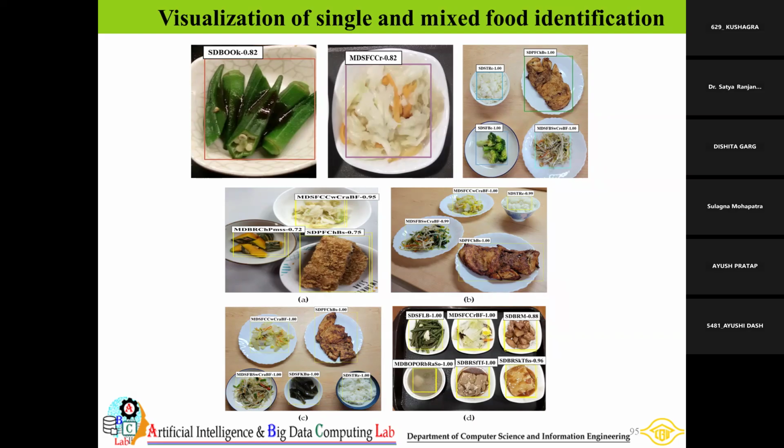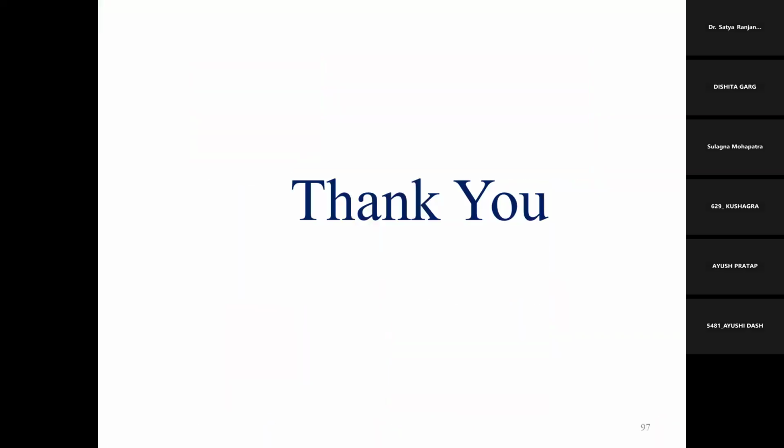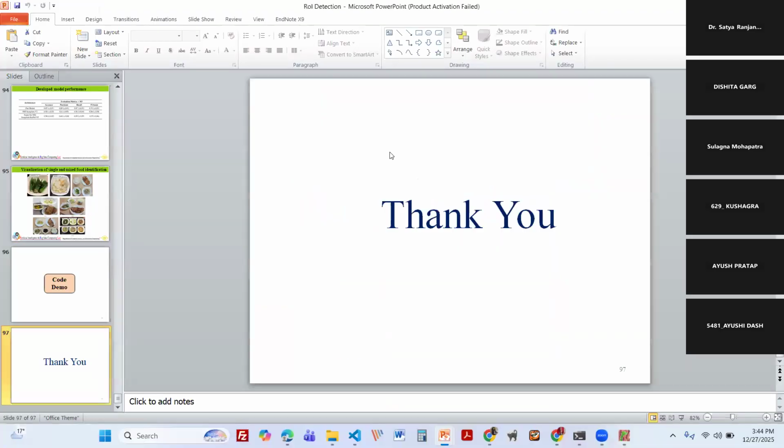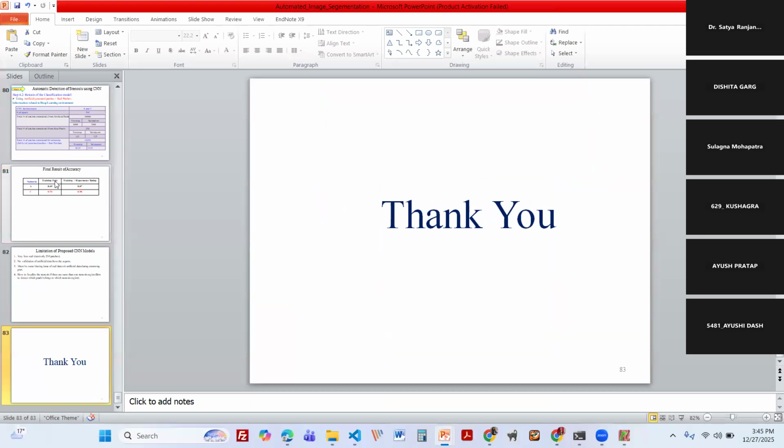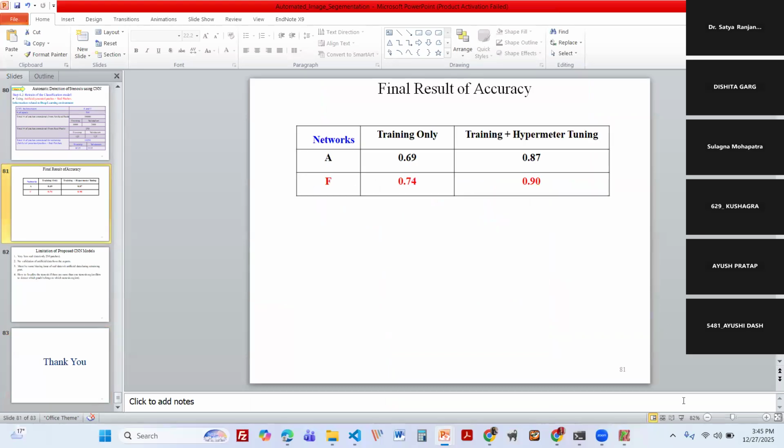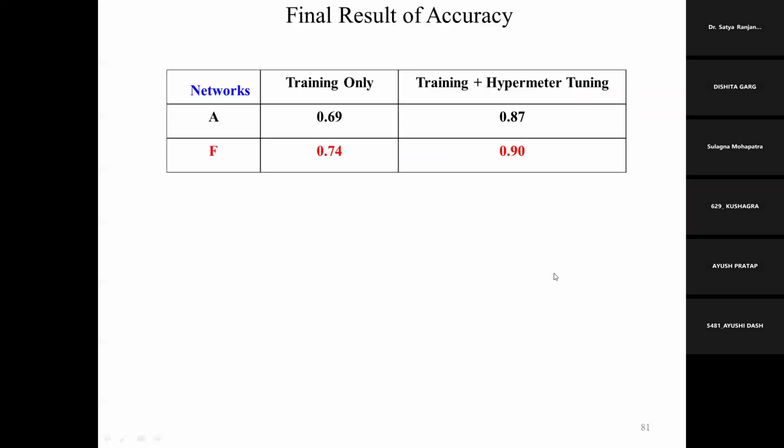Ma'am, what was the main reason for choosing CNN architecture A and F in the last PPT you showed? Is it because the final retraining stage gives better accuracy, or are there some other factors also?